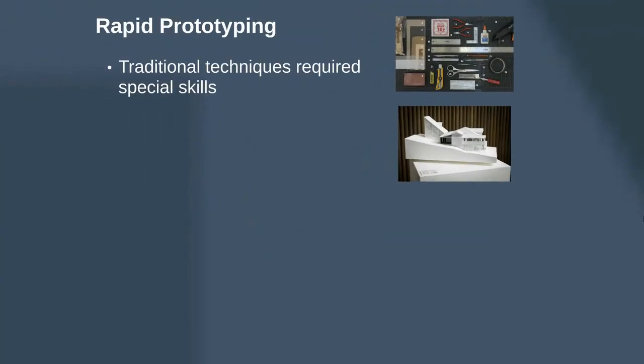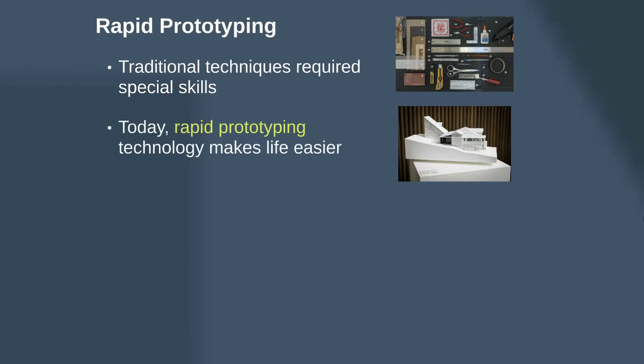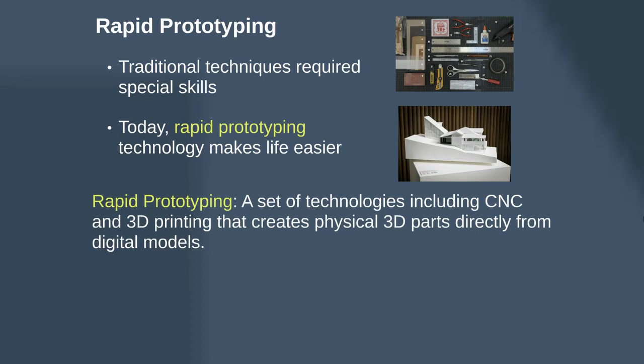Today, model making has shifted almost entirely towards rapid prototyping technology. The term rapid prototyping refers to a set of technologies that create physical 3D parts directly from digital CAD models. This includes devices such as 3D printers and CNC machines. Rapid prototyping is a bit of a misnomer, since very often the items made through rapid prototyping are actually visual models, not functional prototypes.